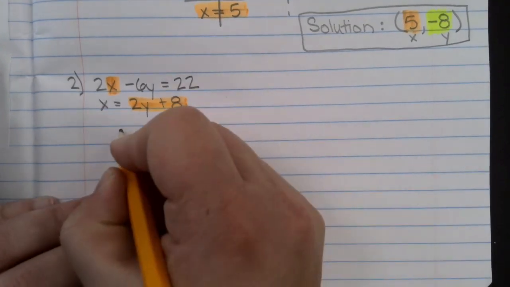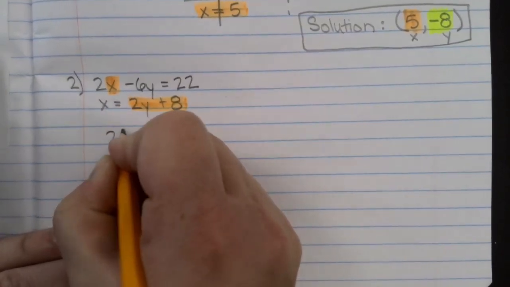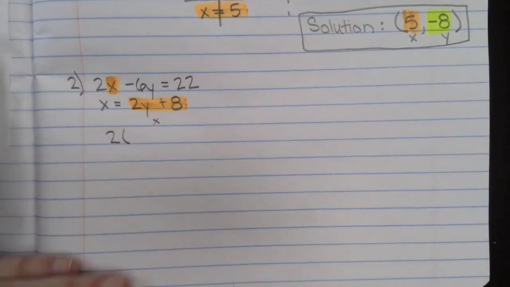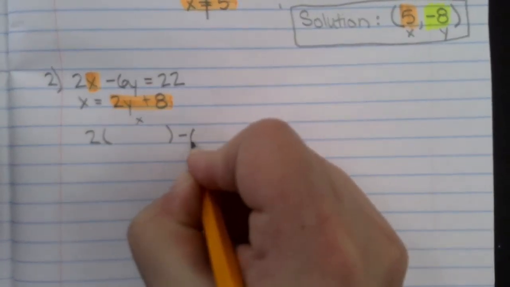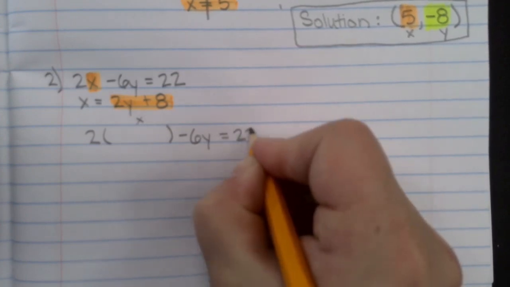All right, so I'm going to start with that 2. Now, instead of x, I'm going to put parentheses, and I'm going to put in what x is. And then I'm going to do the minus 6y equals 22.